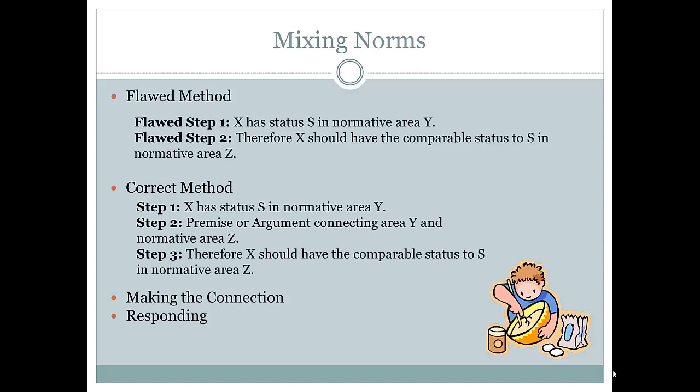Another way to make the connection is by arguing explicitly for a connection between the two that justifies the inference. The task is to show that the status of X in normative area Z should be inferred from its status in normative area Y. The effectiveness of this method depends on the quality of the argument for the connection. For example, a person might present the following argument, and here's how it goes.